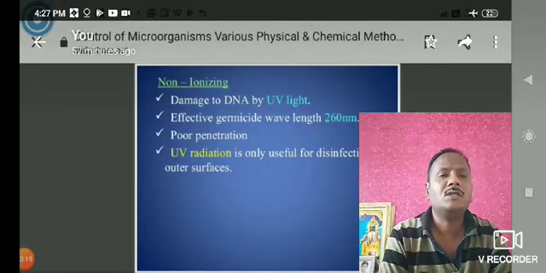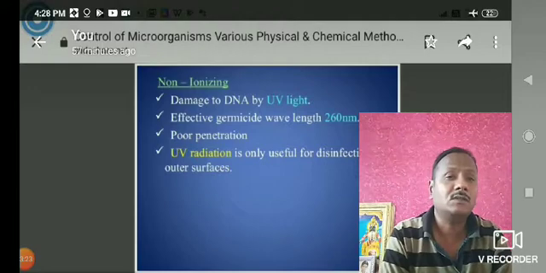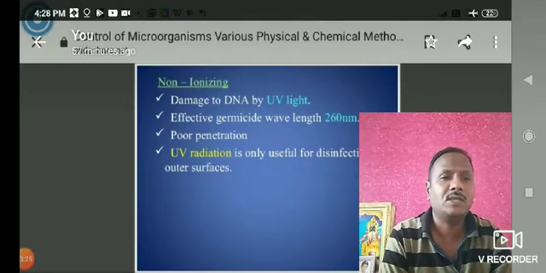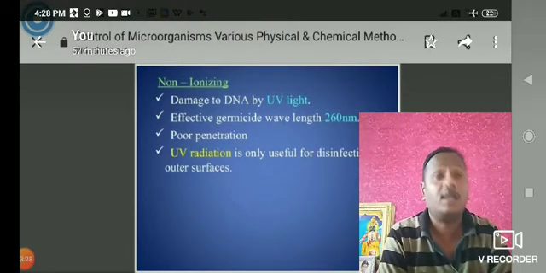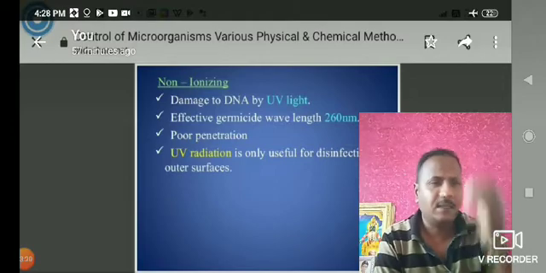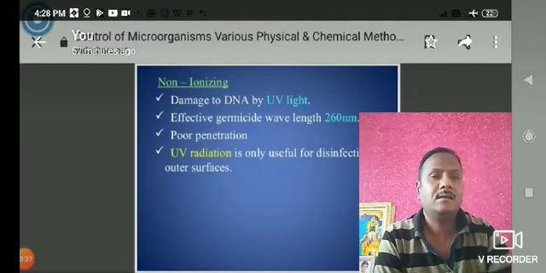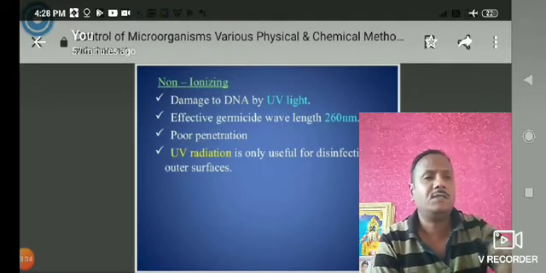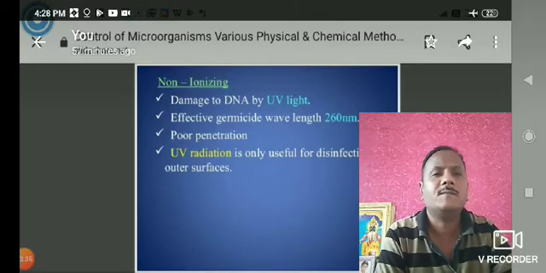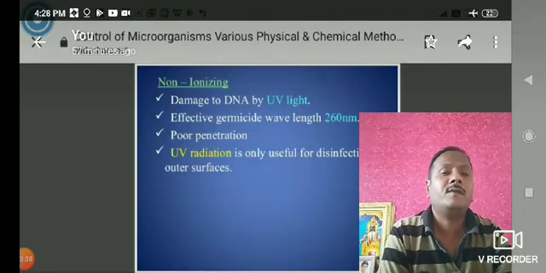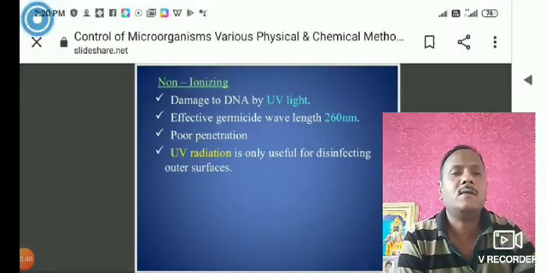Their effective germicidal wavelength, the wavelength of the ultraviolet light, is generally between 260 nanometer to 280 nanometer. In between that it is very effective, it is lethal. Lethal means it is effective against microorganisms. They have poor penetration as compared to ionizing radiations.